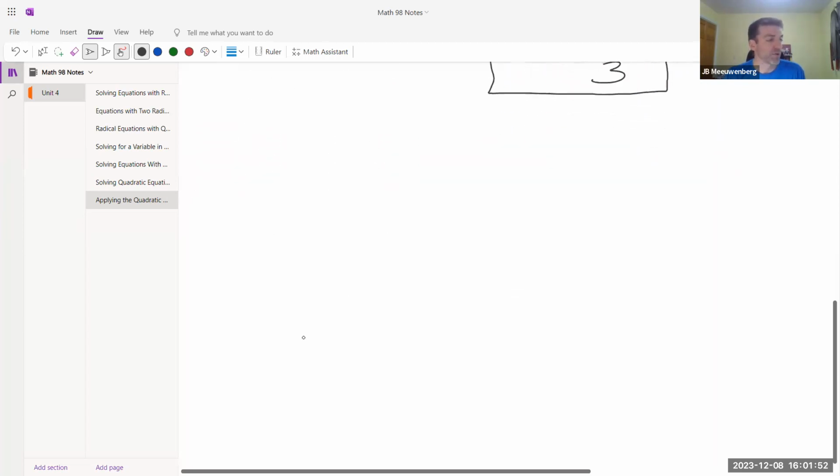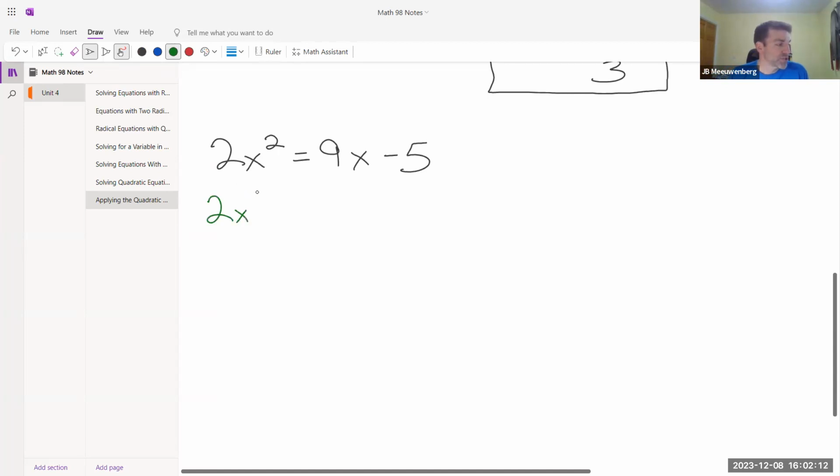Let's do another one. This one is for you to try. So let's solve 2x squared equals 9x minus 5. So before we apply the quadratic formula, we always have to have it set equal to 0. So we're going to rewrite this as 2x squared minus 9x plus 5 equals 0. I subtracted 9x from both sides and added 5 to both sides.